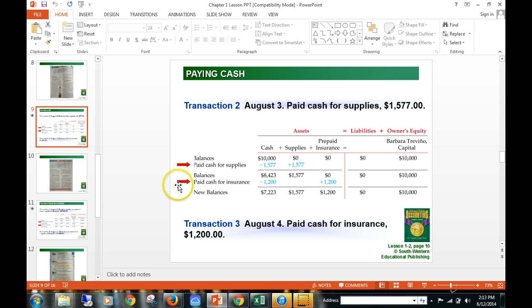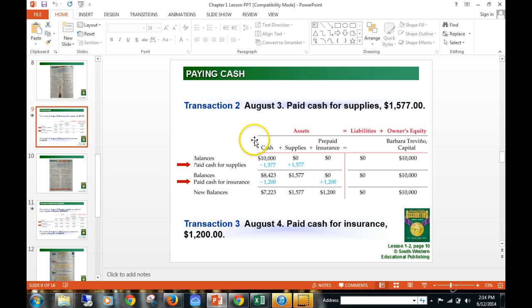Well, here's our next transaction, paid cash for insurance of $1,200. So we're going to minus $1,200 for cash, and we're going to increase the prepaid insurance account. Again, this is still going to equal $10,000 and $10,000. And if you look at our new balance, these three amounts equal $10,000, whereas this side also equals $10,000. Assets have to equal liabilities plus owner's equity.